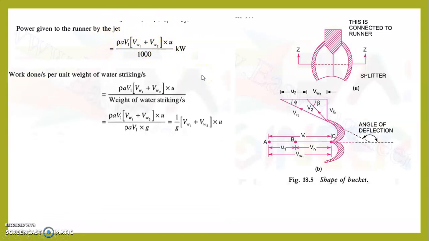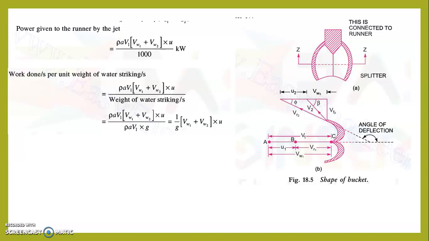Okay. And in some questions we have to calculate the work done per second per unit weight of water striking. So the top one is the equation of the work done. So we will calculate how much work is done per unit weight of water striking. So we will be dividing the above equation by the weight of water striking.